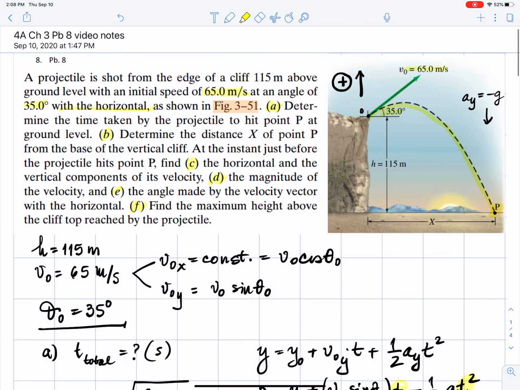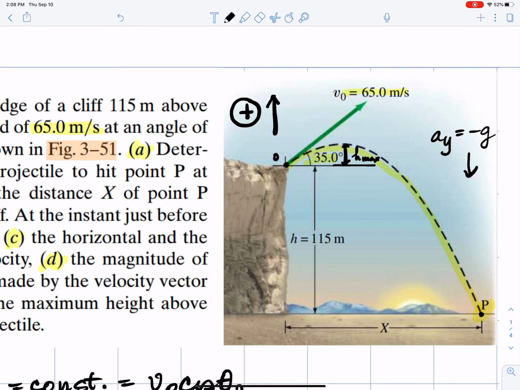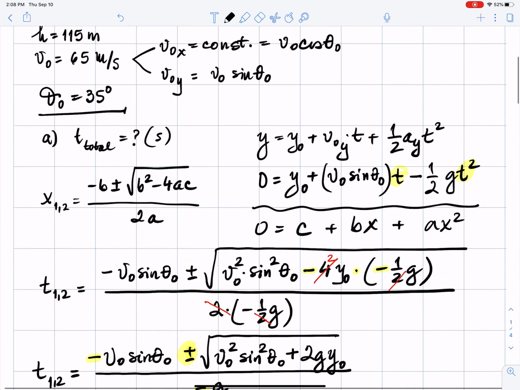Okay, let's see point F. On that point, they ask you to find the maximum height above the cliff top reached by the projectile. So if I zoom into here for a moment, I'm going to have this height that you need to calculate. This height right here is the one that is required. It's the maximum height above the cliff. So I'm going to go here and write down h max. Knowing that the total height that the projectile can reach is going to be the original height of 115 plus whatever we calculate for the h max, let's go ahead and do that.